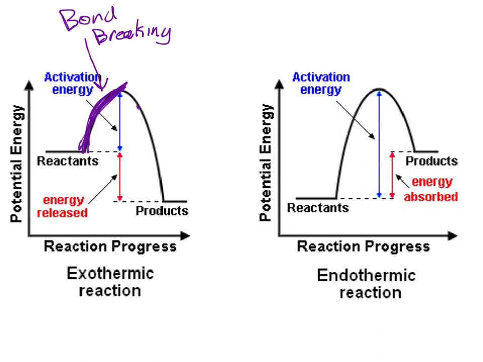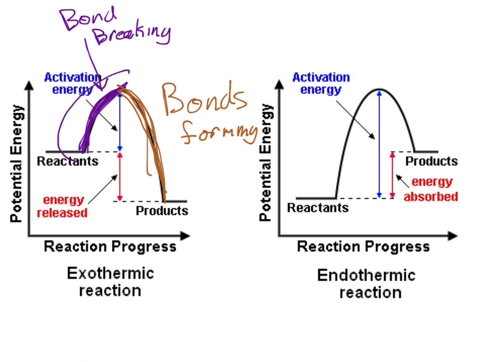Then we have this part right here. This is where bonds are forming. So these are bonds forming. And so you can see that in this situation, the energy required to break the bonds is smaller than the energy released in the forming of bonds. And so in this situation, we have more energy released in the forming of bonds, which is why we end up with an exothermic process.